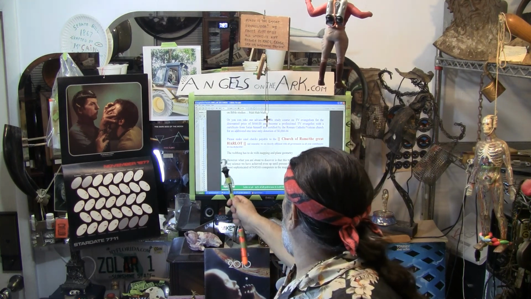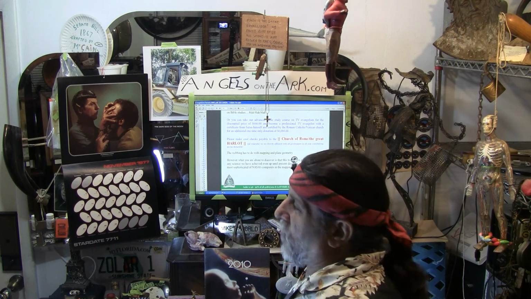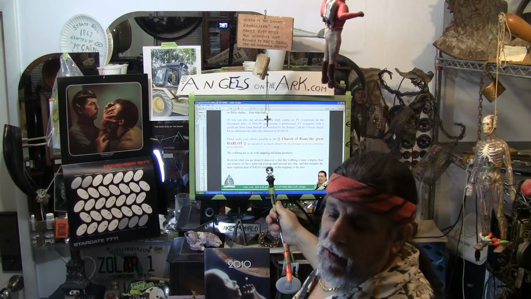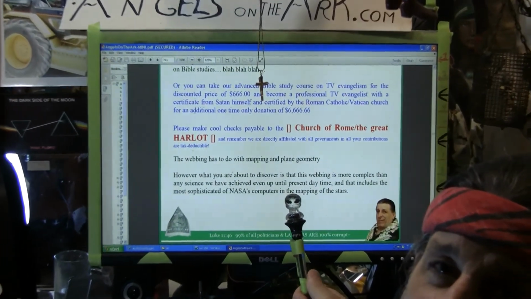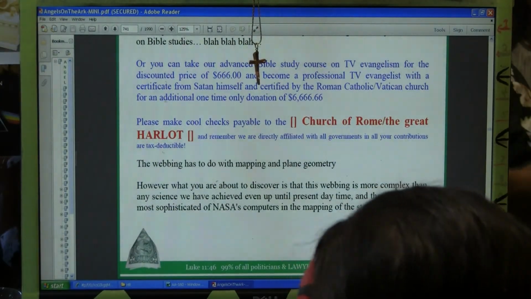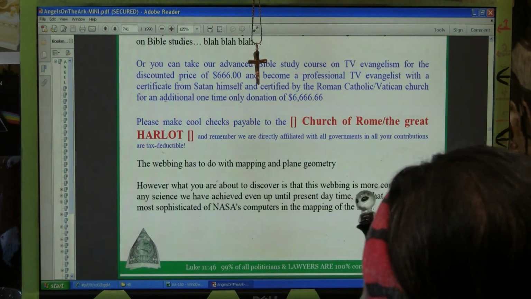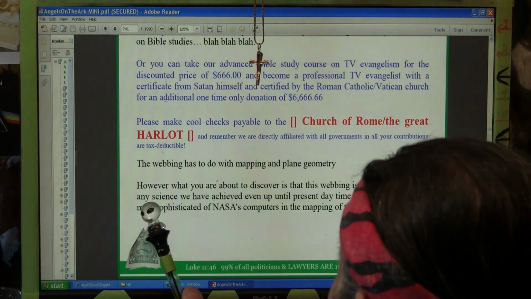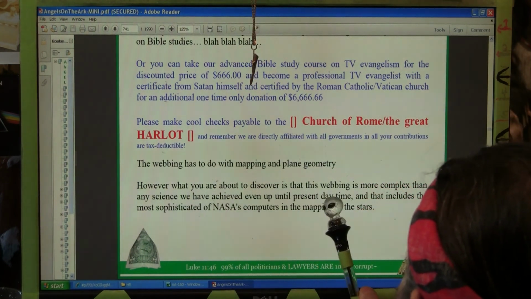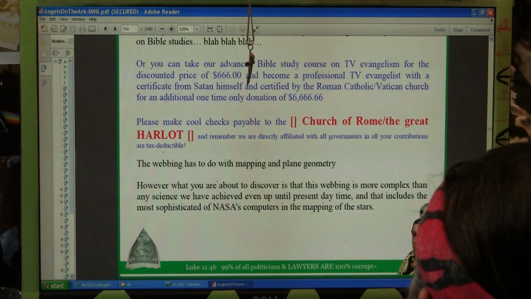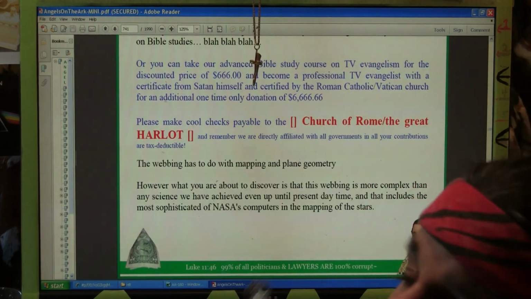Now, the webbing on the $1 bill has to do with mapping and plane geometry. The webbing on the $1 bill has to do with something called cartographic mapping and plane geometry. However, what you are about to discover is that this webbing is more complex than any science we have achieved, even up until present day. And that includes the most sophisticated of NASA's computers in the mapping of the stars.